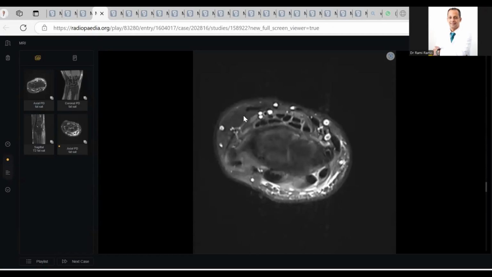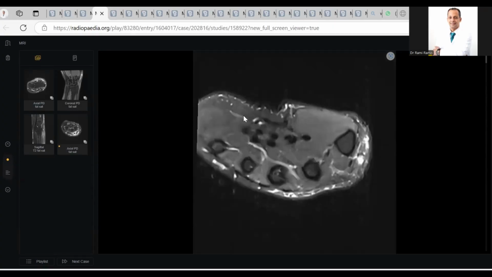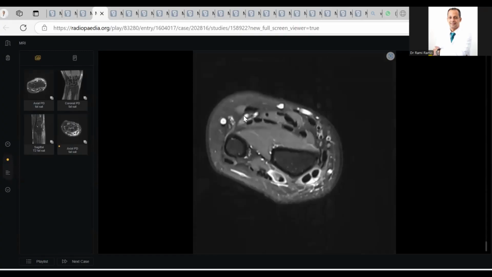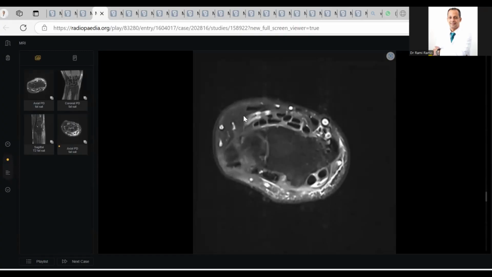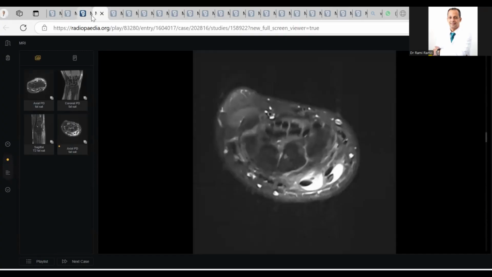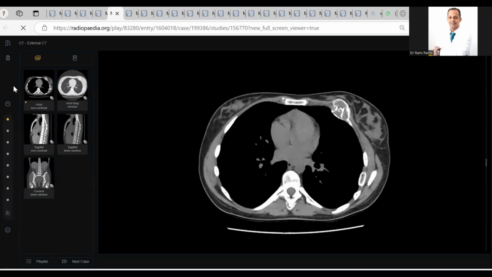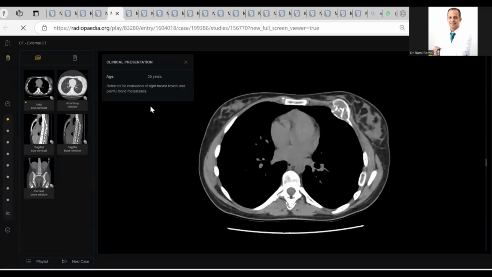So do you know the name of this syndrome? I forgot the name. Sorry. Okay, what's your management? The management is to refer to the orthopedician for further management and the surgical treatment.